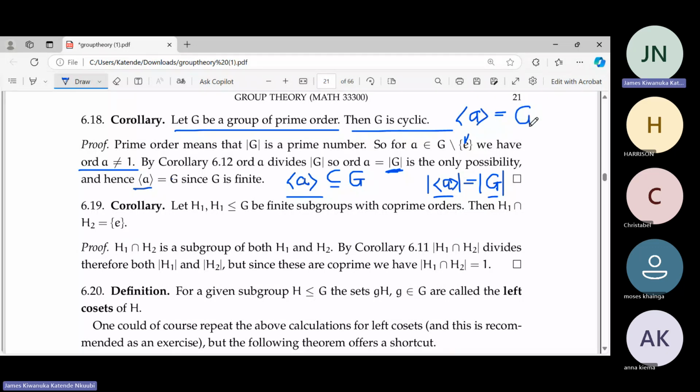But then what this means is that G is a cyclic group, because we've shown it is generated by this one element A. It is equal to the cyclic subgroup generated by A. Any element that is not the identity will generate the whole group as long as the group is of prime order.